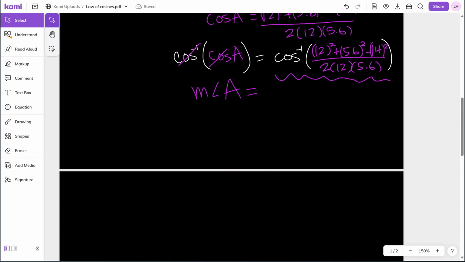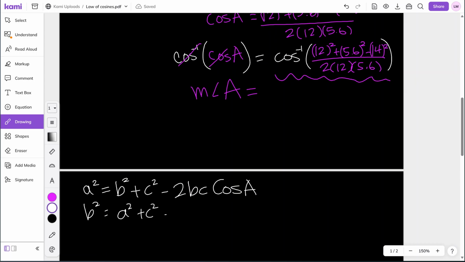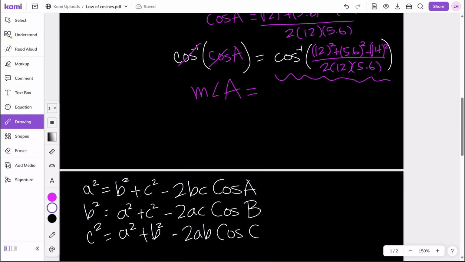Let's talk about the different forms of this. So I had a squared equals b squared plus c squared minus 2bc cosine A. So b squared would be a squared plus c squared minus 2ac cosine of angle B. All right, can you write the c squared without me? So those are the three possible ways that we could write the formula.